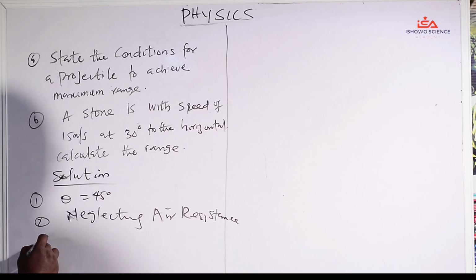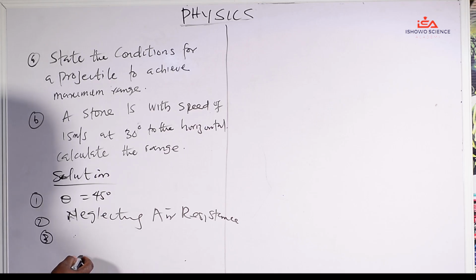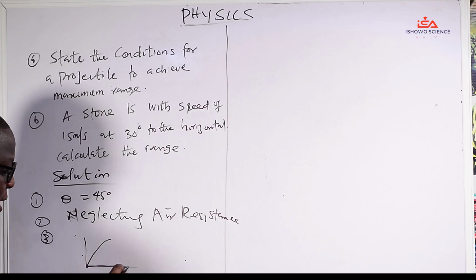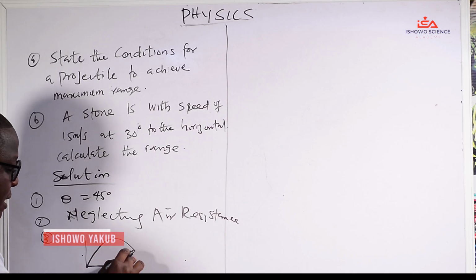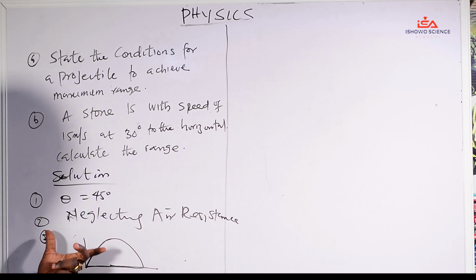And the last one is that the projectile lands on the same horizontal plane as the point of projection. So when the projectile is projected from this horizontal plane and lands on the same horizontal level, it is also said to attain what we refer to as the maximum range.